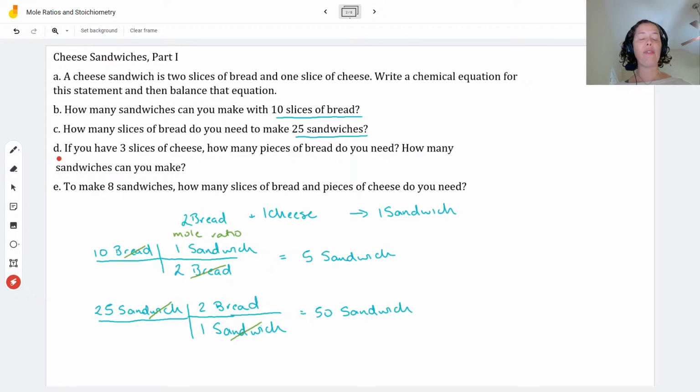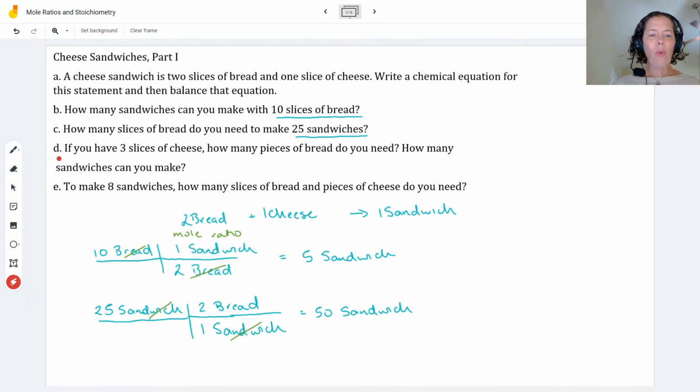Okay, so let's go on to part D here. If you have 3 slices of cheese, how many pieces of bread do you need? How many sandwiches can you make? Okay, so this is a situation where we're comparing 2 reactants. So we know cheese and we want to know our other reactants. So mole ratios work not just from reactants to products or products to reactants, but you can compare 2 reactants and you can also compare 2 products. It all goes back to our balanced chemical equation, which we already have.